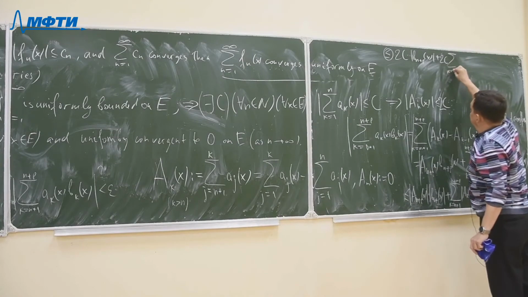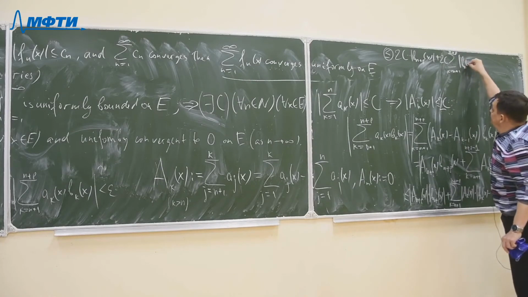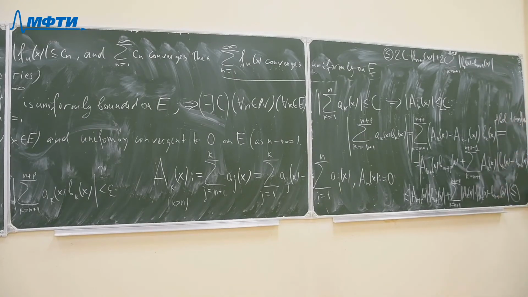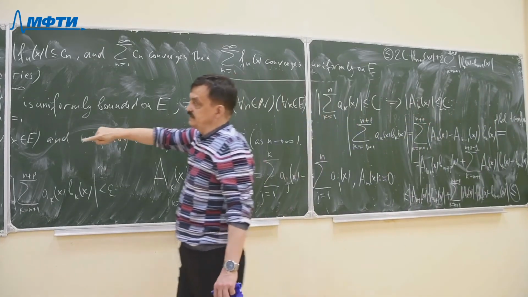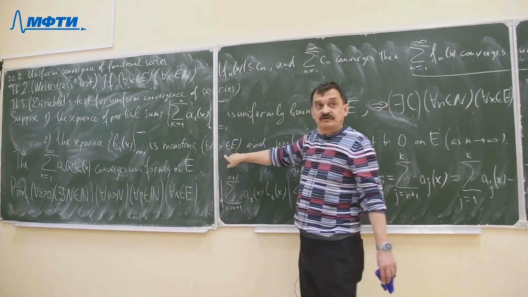the sum of bk of x minus bk plus 1 of x, right? So I estimated every capital A by 2c, right? But now look what we have in this sum. Remember what we suppose about our sequence B. The sequence Bn is monotone for arbitrary x.